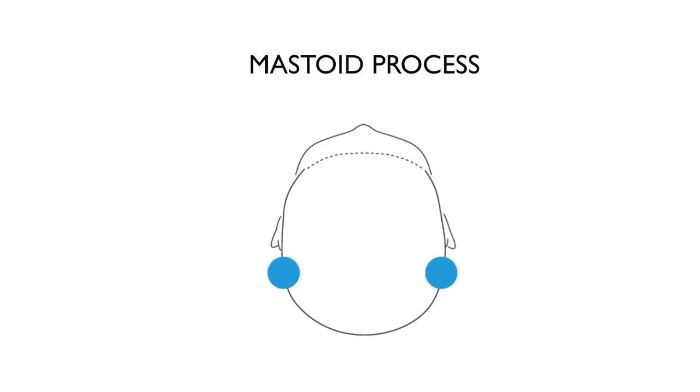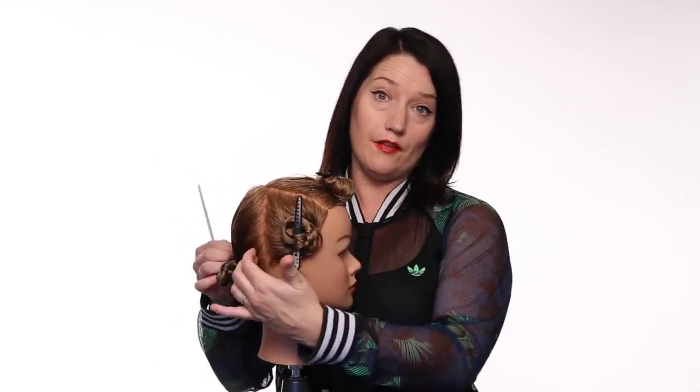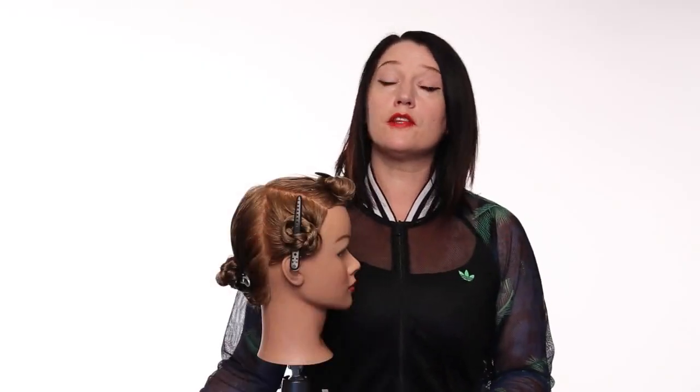The sides and the back should be sectioned off at the mastoid process. It's very important when you're working between the sides and the back to get more of an even distribution of weight between the sides and the back. We actually section off at the mastoid process, and this gives me more hair in the side area.